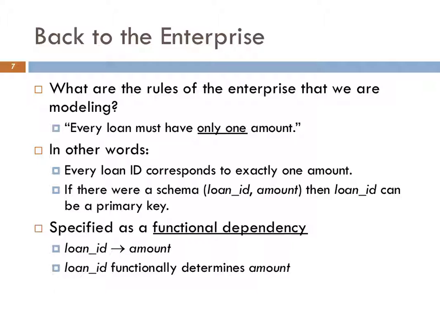We say that one attribute or one set of attributes functionally determines another attribute or another set of attributes. And you see we write it with the arrow. Okay? Loan ID functionally determines amount. What we're saying is that any time a particular loan ID appears, the amount has to be the same across all instances of that particular loan ID value.